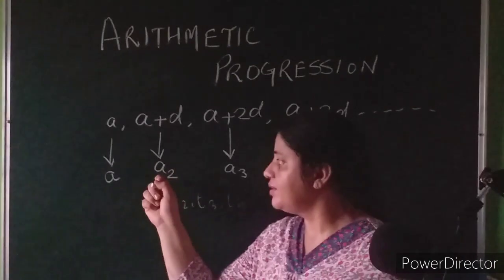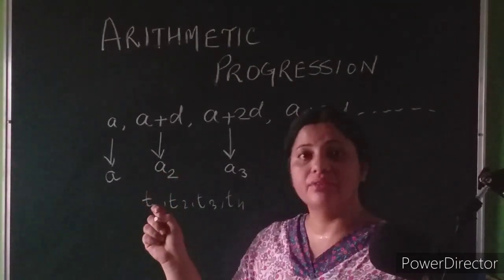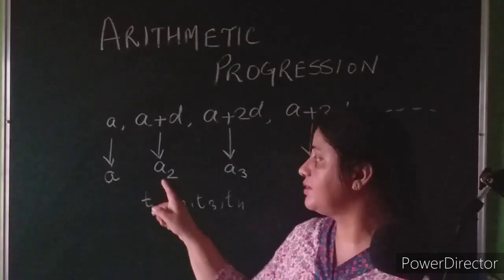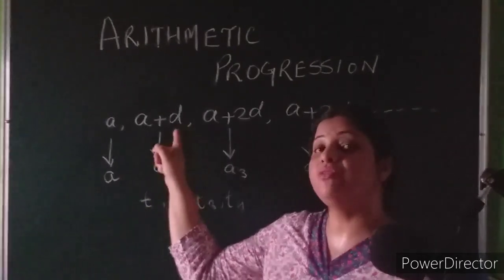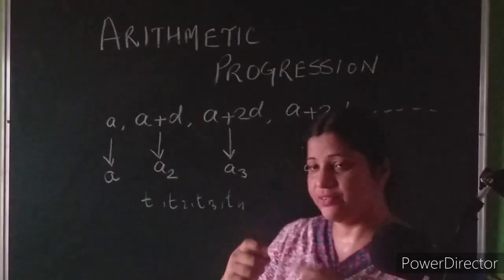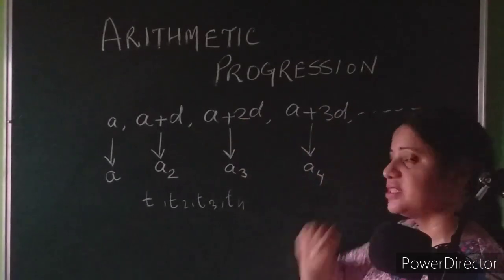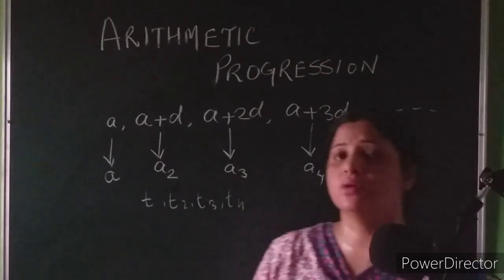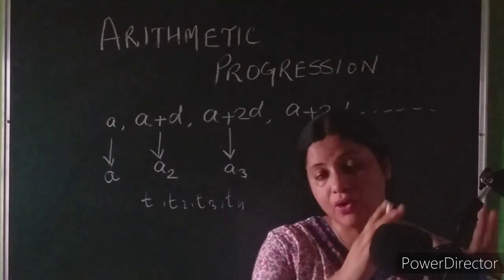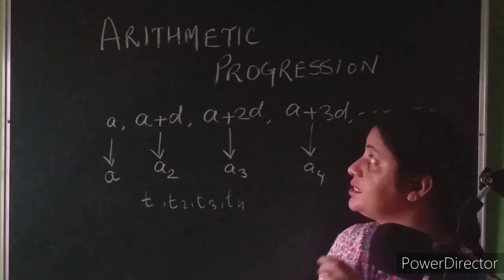Means whatever is the sequence, whatever is the number of that term, the coefficient of d will be 1 less. Did you find that? For the third term the coefficient is 2, for the fourth term the coefficient is 3. Now let us follow this pattern in order to write the general term.